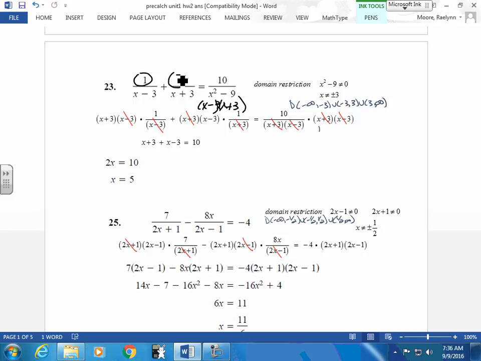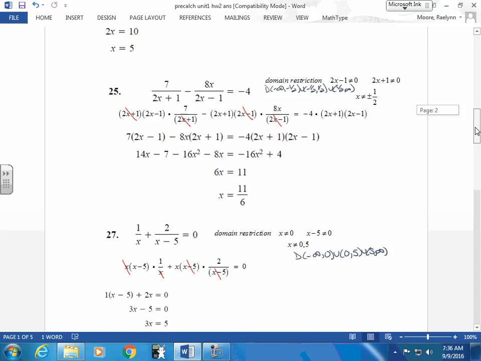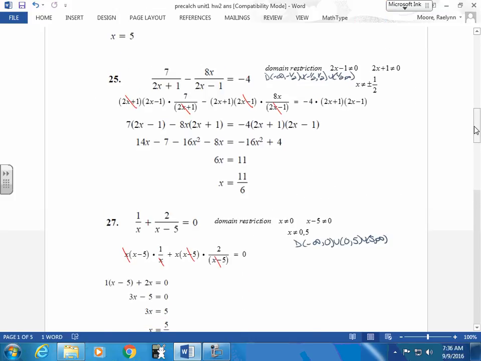This one, 2x plus 1 and 2x minus 1 is your common denominator. Set them both equal to 0. So your domain restriction is plus or minus 1/2. You cannot use plus or minus 1/2. Okay. Again, put it on the top of every term. Just go like this. 2x plus 1, 2x minus 1. Oops. Don't forget this side.